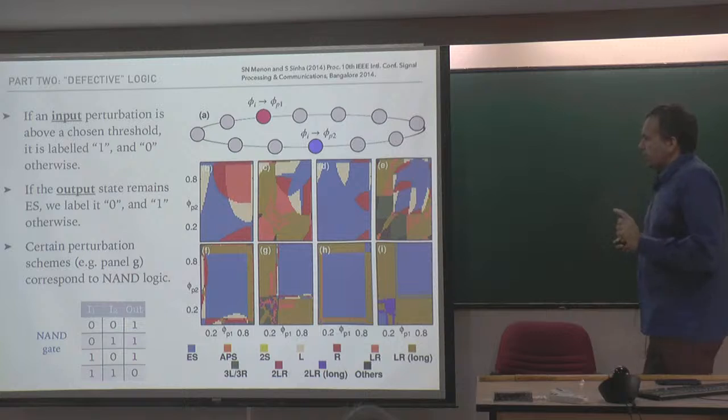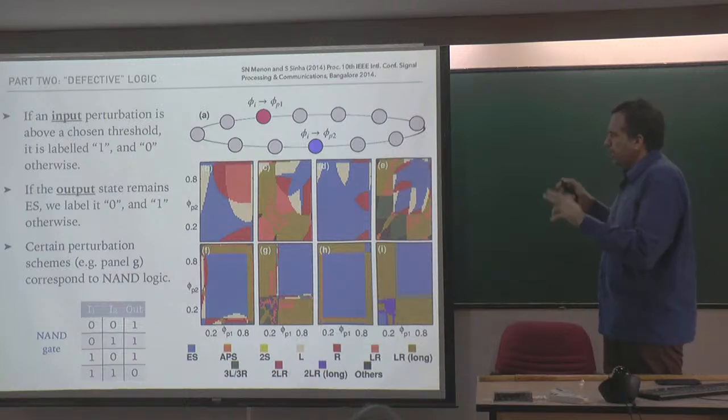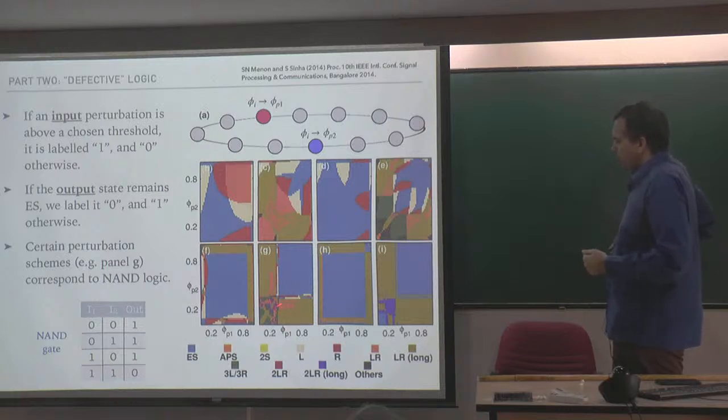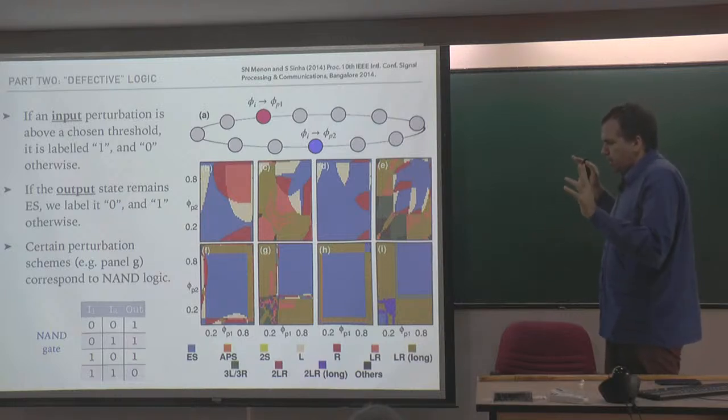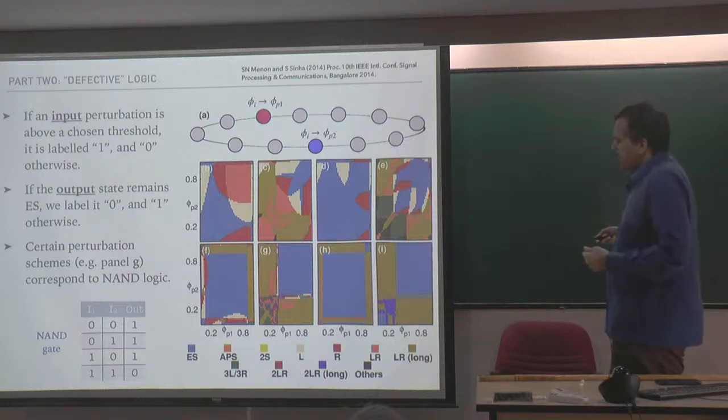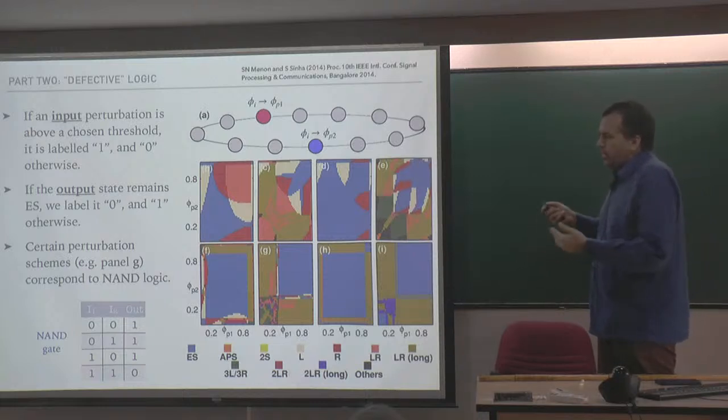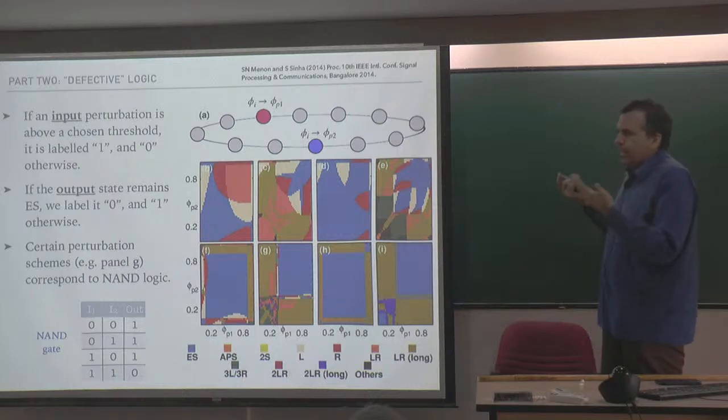But now, since we have effectively two inputs, this node over here and this node over here, we can effectively threshold the input. We can say that if the inputs phi p1 and phi p2 are less than some value, the input is off, and if it's above a threshold, it's on. Similarly, if it goes back to exact synchronization, we can say that the output is off, and if it does something else, the output is on. So in that way, we can talk about the inputs and the outputs in terms of off and on.